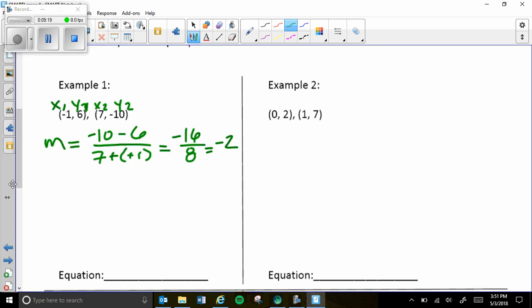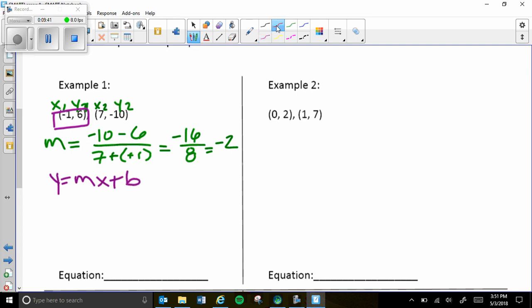So now I have my slope, and I have a point. I'm going to use this first point. It doesn't matter which point you use. You can use either one. You're going to end up with the same b. I'm just going to use the first point. So I'm going to plug into y equals mx plus b. This is exactly what we did on the page before.